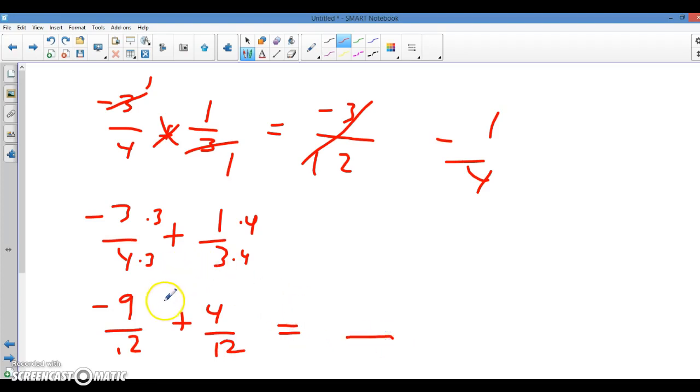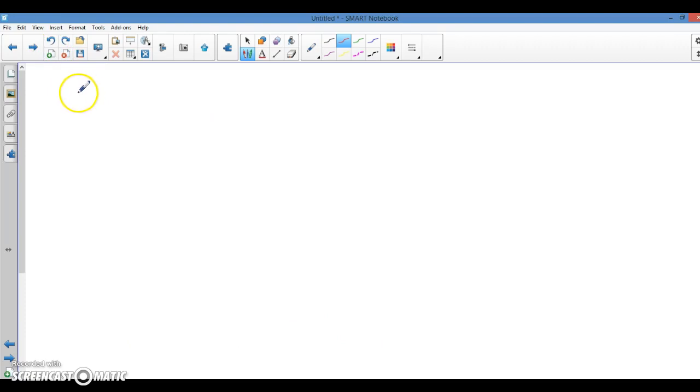What I do is I only add the 12ths. So how many 12ths do I have? The bottom stays the same. I have minus 9 plus 4, so that would be negative 5/12. Okay, so that's how you add fractions. If you can't remember, you need a common denominator to move on from there. And the same with rational expressions.